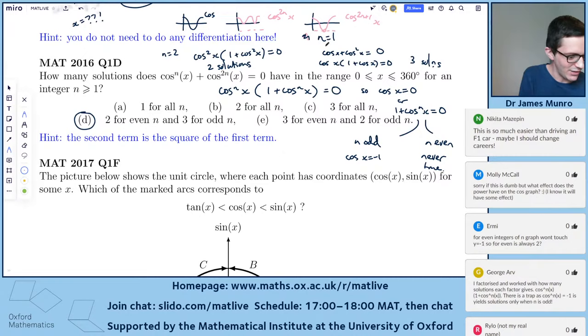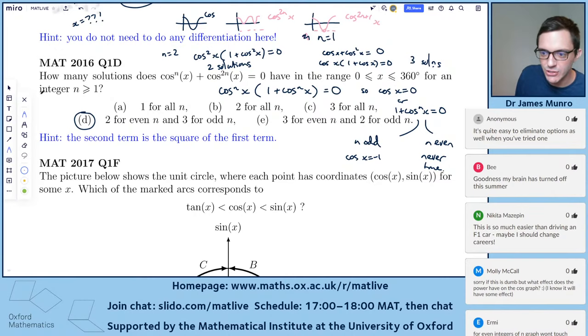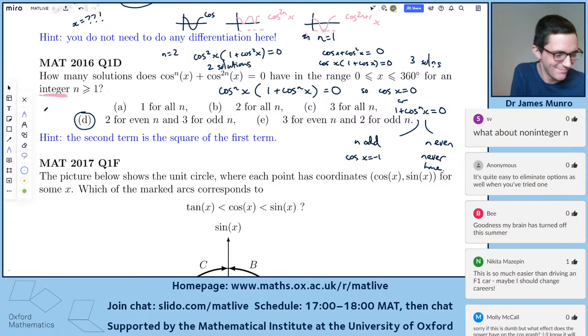Right, cool. Yeah, B says brain switched off this summer. So, yeah, okay. Eliminating options. Again, people are trying to multiple choice this one. I like it. Okay, right, good. What about non-integer n? Yeah, okay, luckily we're told that n is an integer. Non-integer n, very interesting. Does other stuff. Luckily, this question only asks about integer n. Or complex n, the same person says. Hang on, what about complex n? Yeah, come on, complex numbers again.